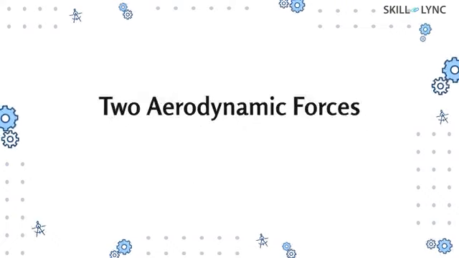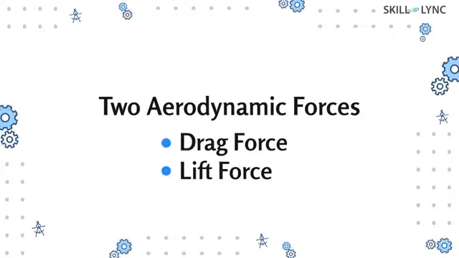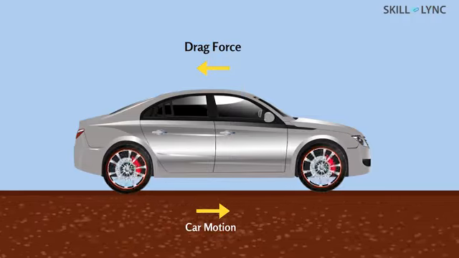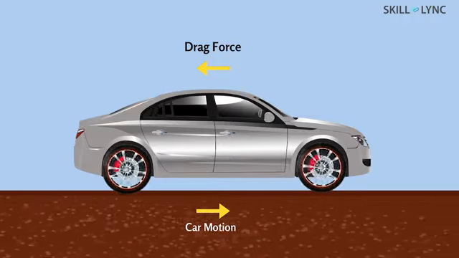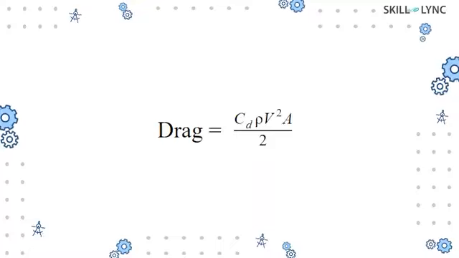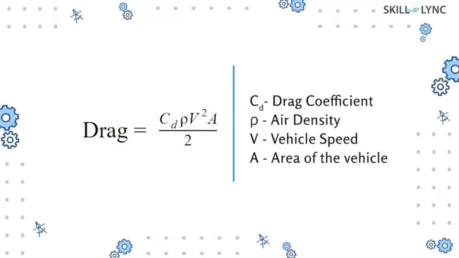There are two aerodynamic forces that act on a vehicle. They are the drag force and the lift force. Drag is the resistance force that acts against the direction of vehicular motion. Drag force can be expressed using the formula given here. CD is the drag coefficient of the vehicle, ρ is the density of air, V is the speed of the vehicle, and A is the frontal area of the vehicle.